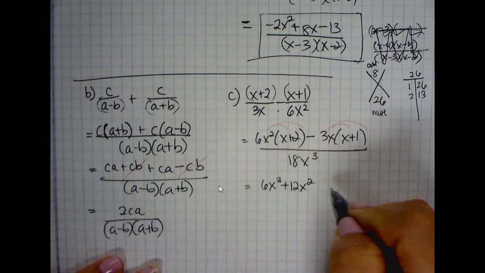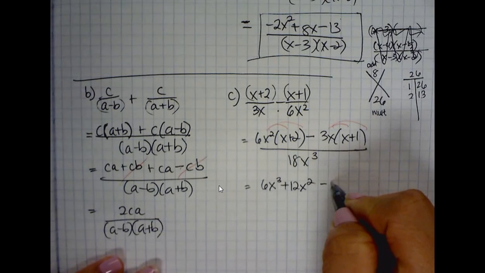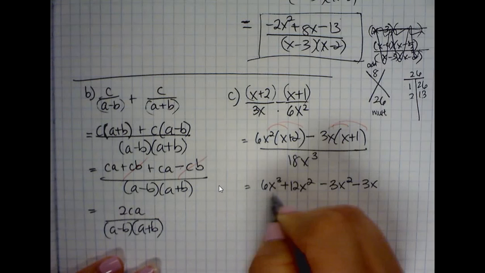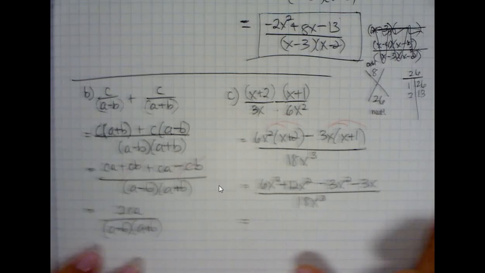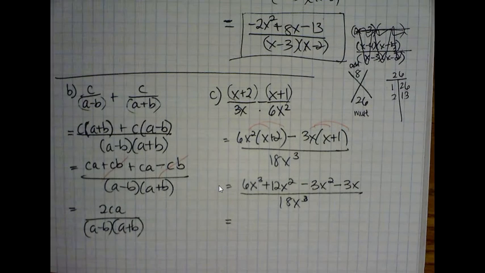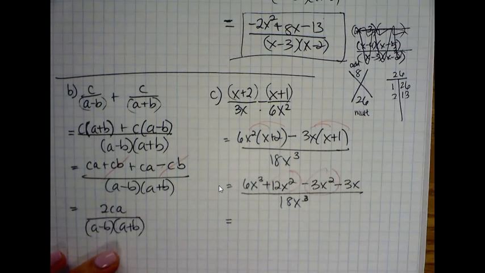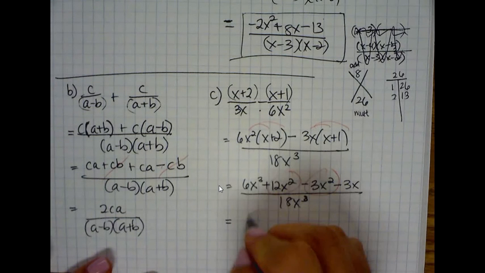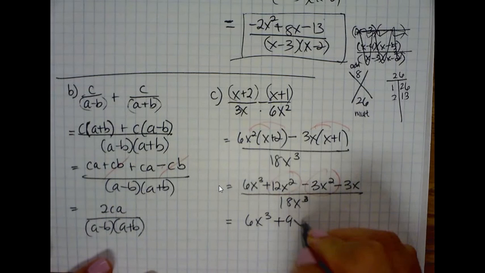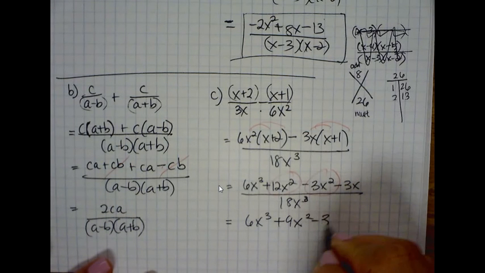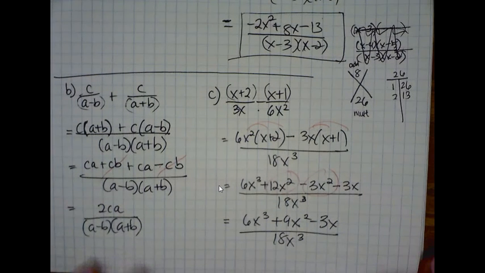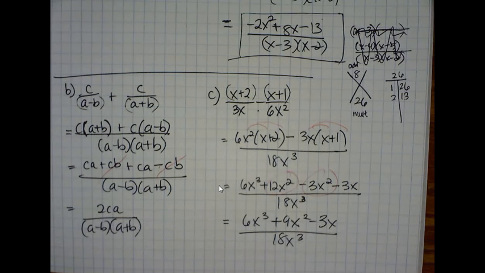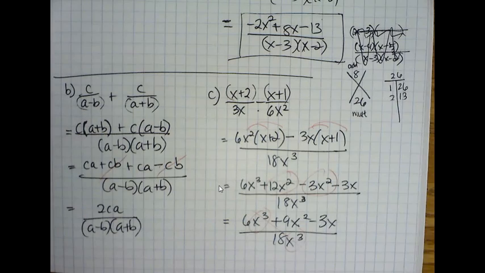Then I'm going to combine like terms. What's 12x squared minus 3x squared? 9x squared minus 3x, all over 18x cubed. True or false: since there's an x cubed here and an x cubed here, I could cross them out? No. Why not? You can only cross stuff out once everything has been factored, only when you're multiplying and dividing, not adding.